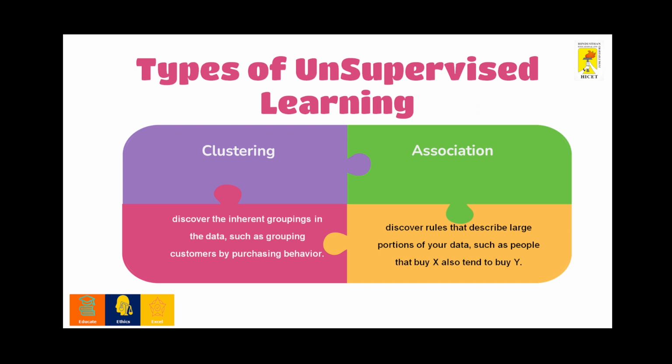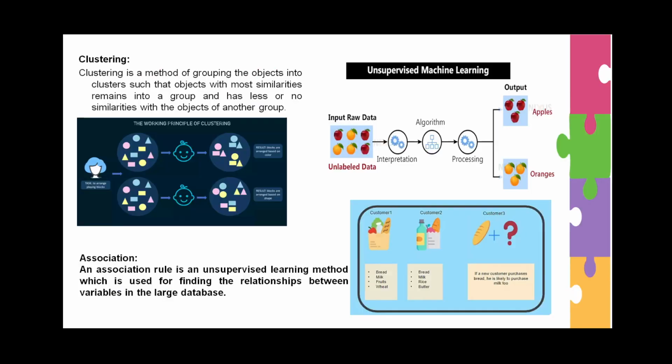The types of unsupervised learning are clustering and association. In clustering, we discover the inherent groupings of the data, such as grouping customers by purchasing behavior. Association is like inferring rules. You are going to identify or discover rules that describe a large portion of your data, such as people who buy X will also tend to buy Y.